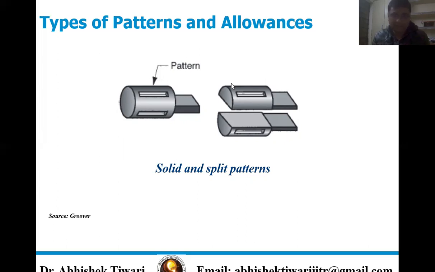So generally we use this kind of split pattern. We have the two halves of the pattern. A split pattern consists of two pieces dividing the part along a plane coinciding with the parting line of the mold. Split patterns are appropriate for complex part geometries and moderate production quantities. The parting line of the mold is predetermined by the two pattern halves rather than operator judgment.